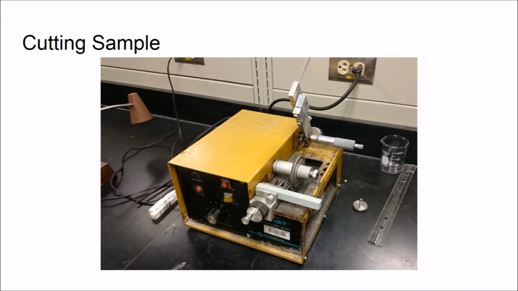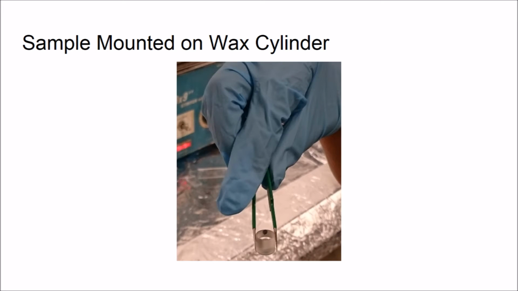The saw blade is coated with diamond dust, which will allow it to precisely cut through the sample. After the sample is cut, it will be approximately 2 millimeters along its length and width, and approximately 1/2 of a millimeter thick. Because the sample is so small, it is mounted onto a wax cylinder in order to be easier to manage. This is done by heating the wax on a hot plate and placing the sample on top of the wax so that it adheres to it.